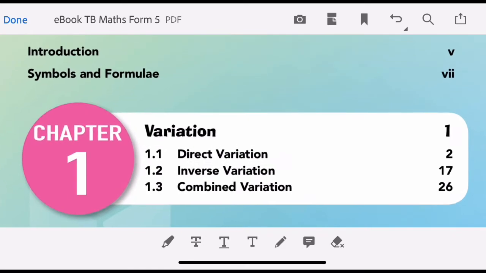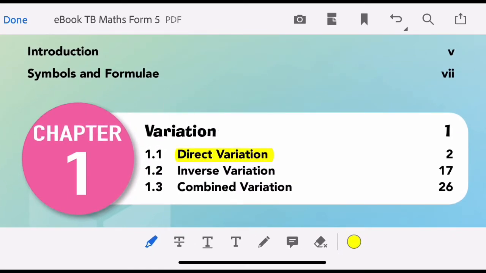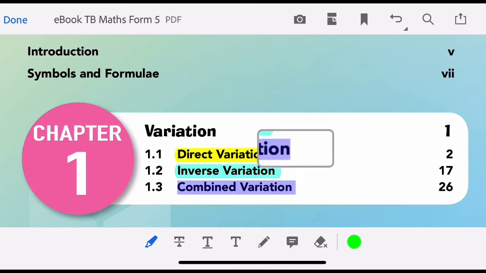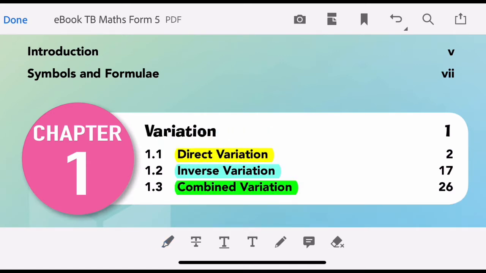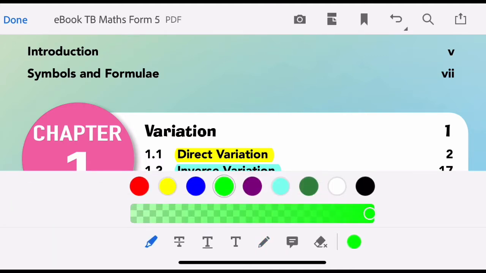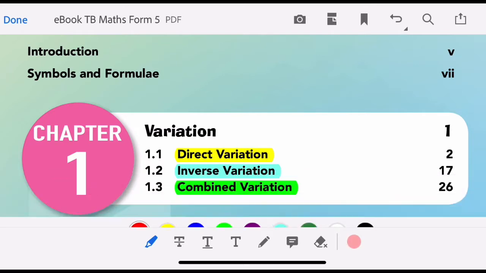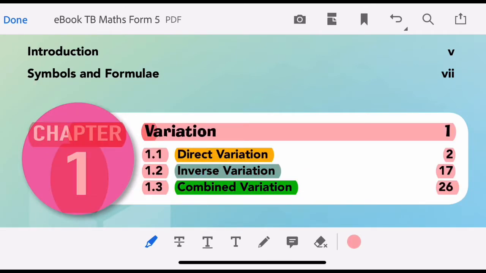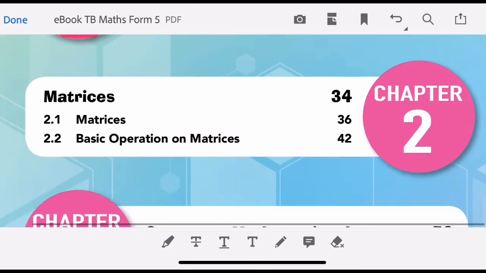So chapter 1 is variation. For variation, we have three types. One is direct variation, followed by inverse variation, and we combine the two, direct and inverse, it becomes combined variation. So this topic is pretty easy, but you need to understand the concept behind variation. It is very interesting if you understand the concept.